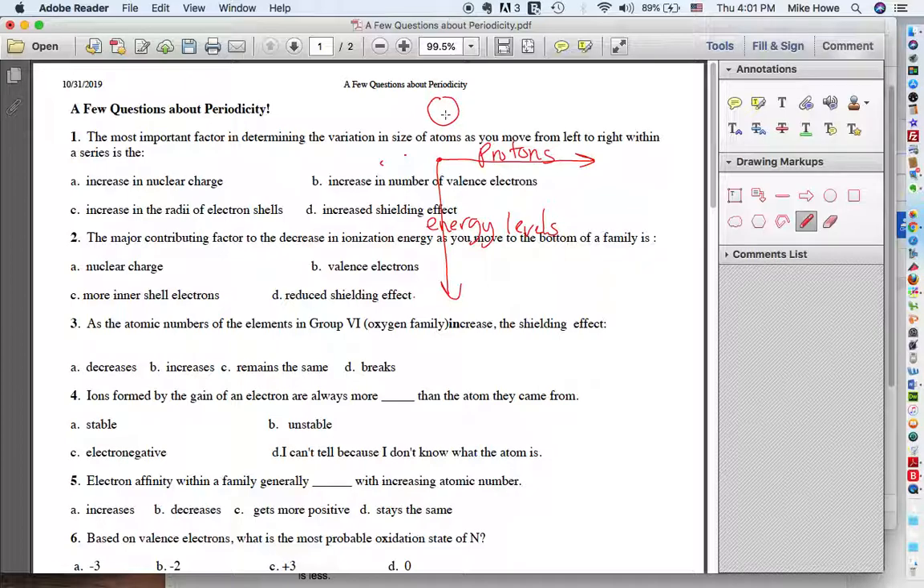You start, if I did, let's say lithium, it would look like this. Have two energy levels. Then beryllium would be like this.